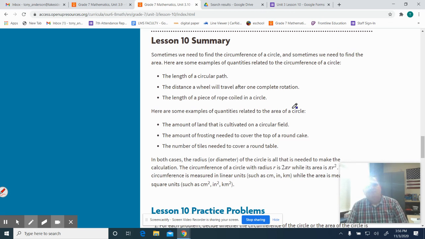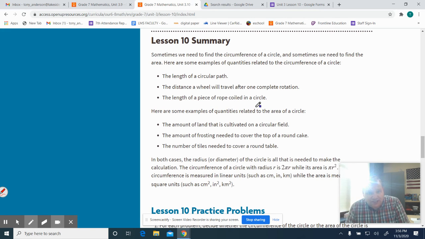So the summary. What is circumference? Circumference is the distance around the outside of the circle. What is the area of a circle? That's the amount of space on the inside. We said in class that it's the number of square units that it takes to cover that.